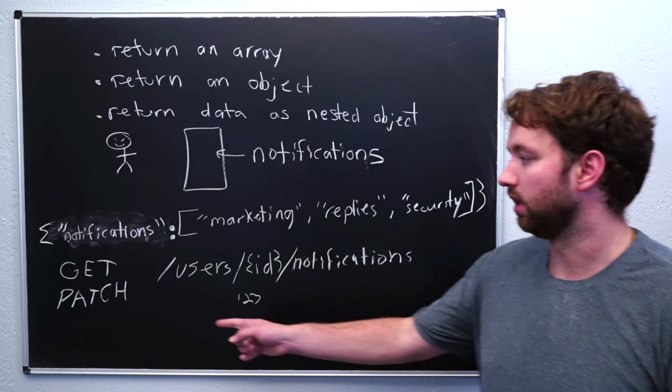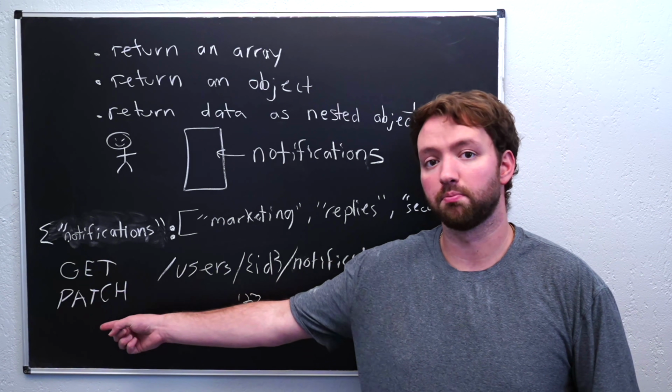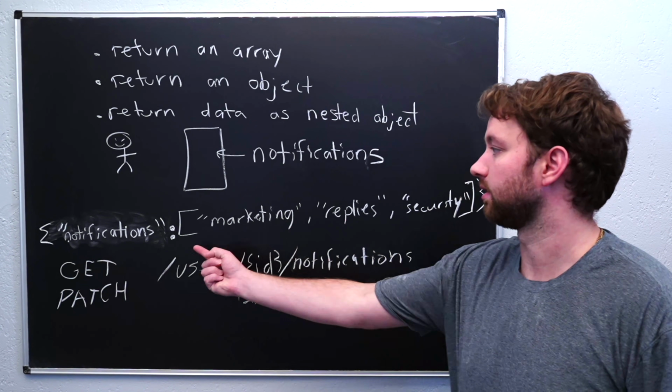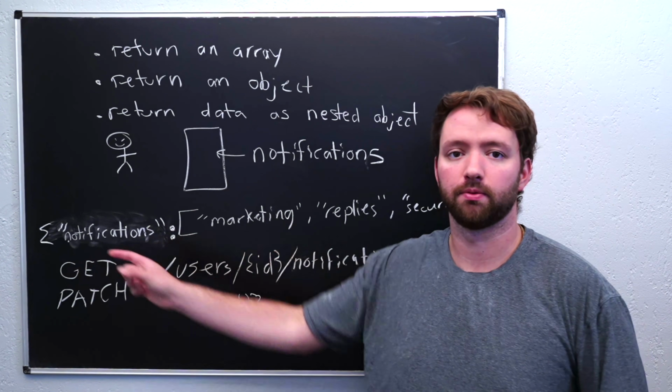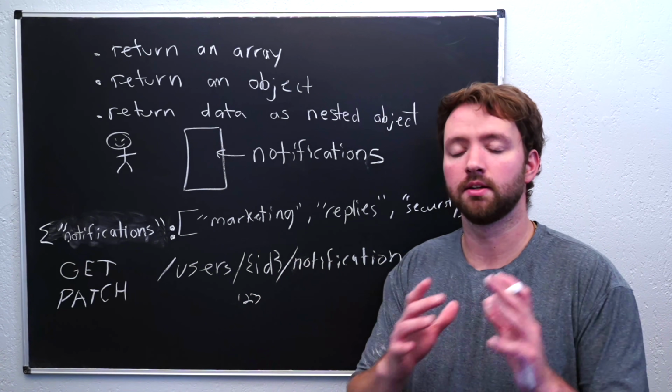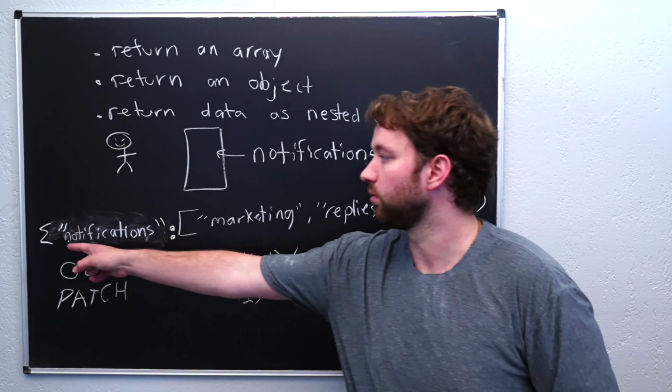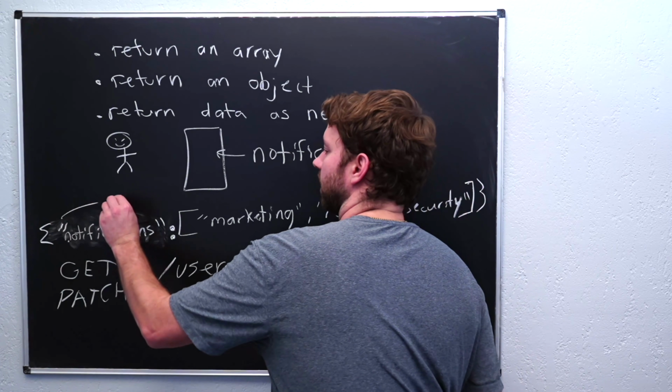Same idea when we send data to the server. If we were to use a PATCH, we would nest that array in some attribute. I think that's considered best practice. You always want to be working with the first level being an object.